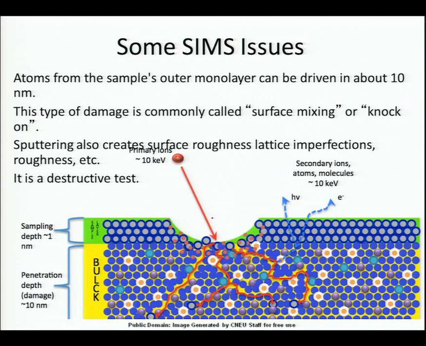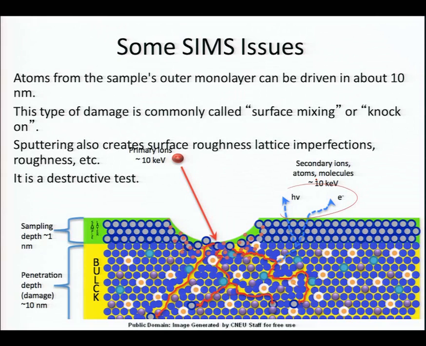Looking at, again, some SIMS issues, atoms from the sample's outermost monolayer can be driven in about 10 nanometers. This type of damage is called surface mixing or knock-on. This creates surface roughness and lattice imperfections. And we can see here the primary ions come in at 10 keV. We get this mixture where it goes throughout the sample, etc. And then we see the secondary ions, atoms, and molecules coming off the surface right here. Sputtering also creates surface roughness and lattice imperfection.